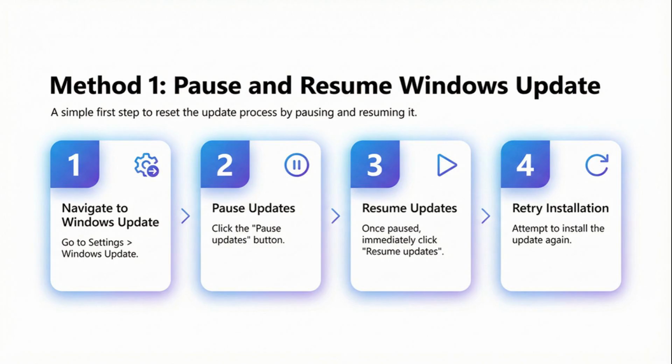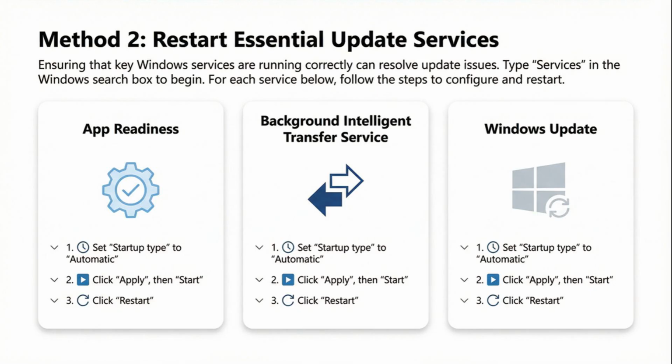Our first method involves pausing and resuming the Windows update. This simple step can reset the update process, making it easier to install the update. Next, we'll ensure that key Windows services are running correctly. Restarting these services can resolve update issues effectively.